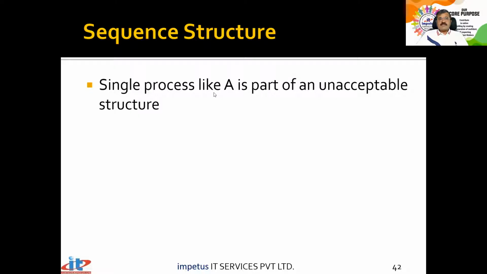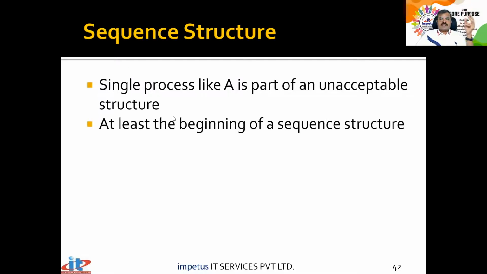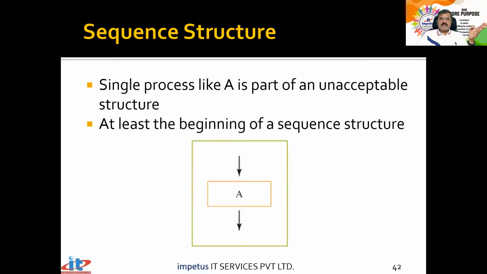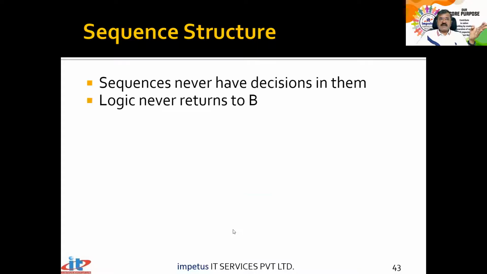A single process like A is not an acceptable structure. So you cannot say I just have one instruction like A. No. There will at least be some beginning of the sequence structure. That means this is something which is unacceptable. You'll at least have something at the beginning. You'll at least have something at the end. Okay.